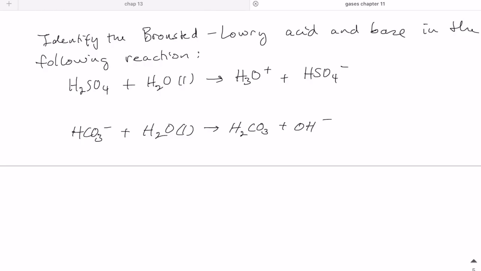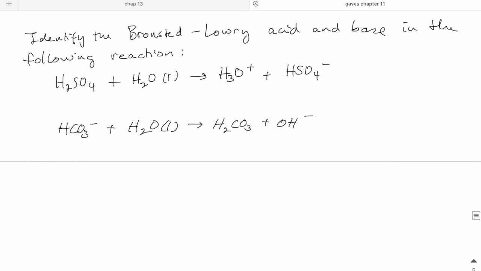Okay, let's see if we can apply that Bronsted-Lowry definition to recognizing what's an acid and what's a base in a given reaction. The question here says to identify the Bronsted-Lowry acid and base in each of these reactions. Again, the way you identify them is to remember that an acid has to donate a proton and a base has to accept a proton. So if we look at the reaction from left to right, we're trying to look for a change in one H plus.